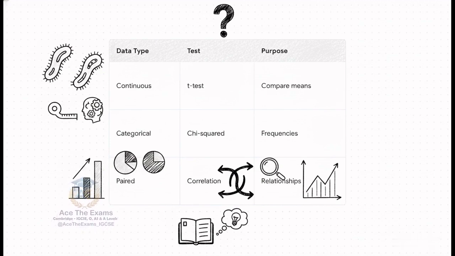Okay, but what happens when the exam shifts from pure theory to data analysis? Your scientific reasoning has to include selecting the correct statistical test. If you're comparing the mean length of microvilli in 2 different samples, you need a t-test. If the data is categorical, go with chi-squared. Paired variables, use correlation tests. Knowing why to use a test is just as important as knowing how to do the math.